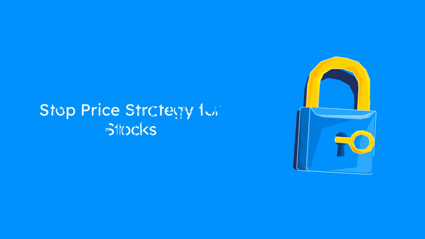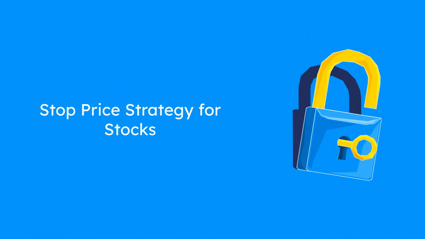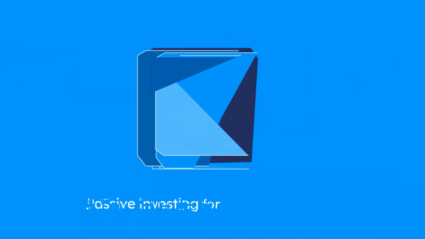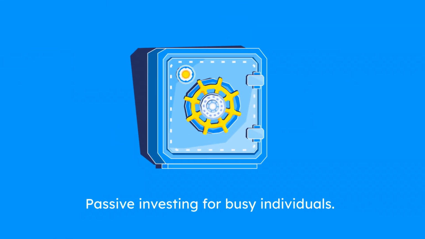By adjusting your stop price as the stock price rises, you can lock in profits and avoid significant downturns. Convenience. Once a stop-loss order is set, you don't need to constantly monitor the market. This can be particularly beneficial for those who don't have the time to watch their investments closely.